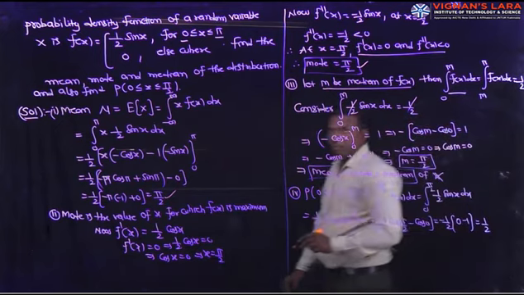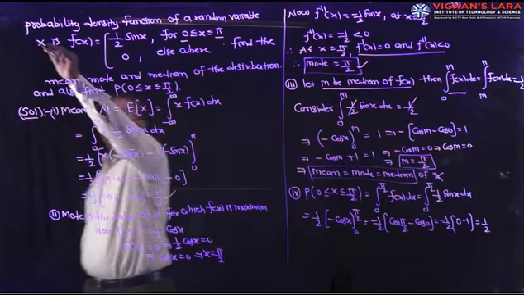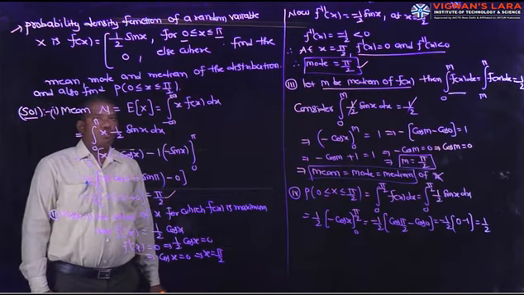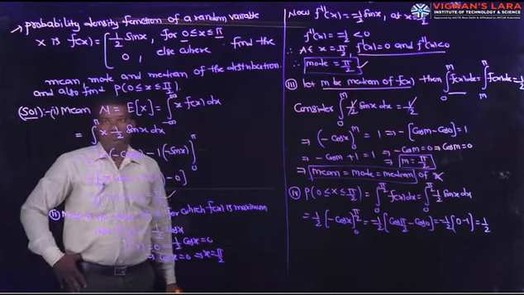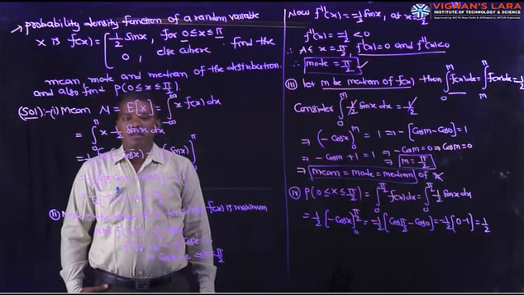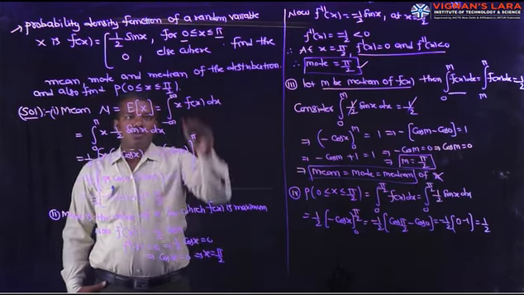This is a very important problem. The probability density function of a random variable is given by 1 by 2 sin x between 0 to pi, and 0 elsewhere. Find the mean, mode, median of the distribution and also find the probability between 0 and pi by 2.